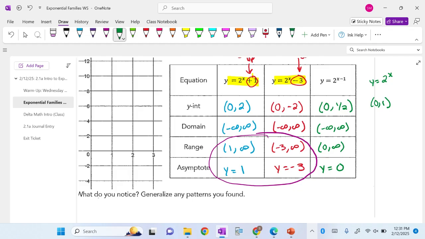Well, this is still a 2 raised to the x power kind of graph. What's the only difference? The -1 up here. So this -1 right here. What technically happened to that 2^x graph?